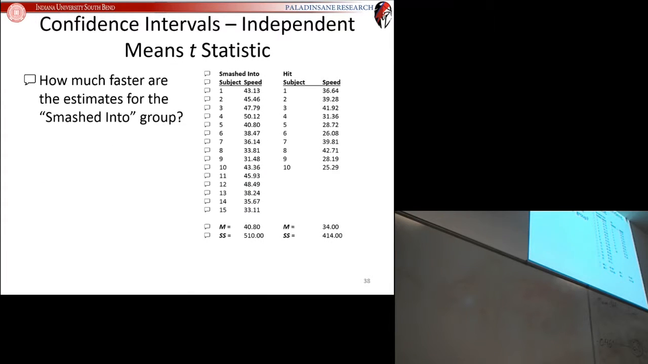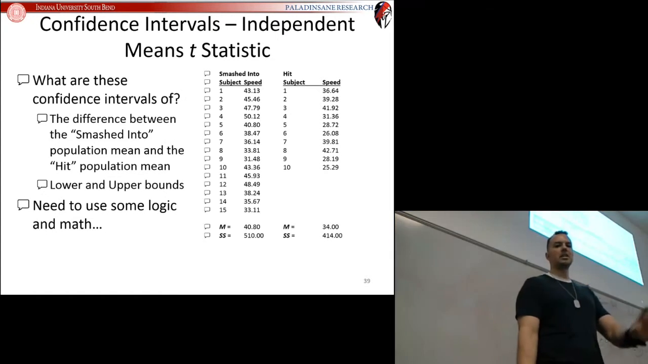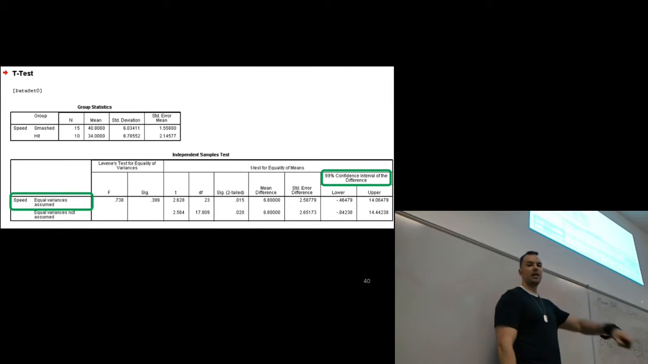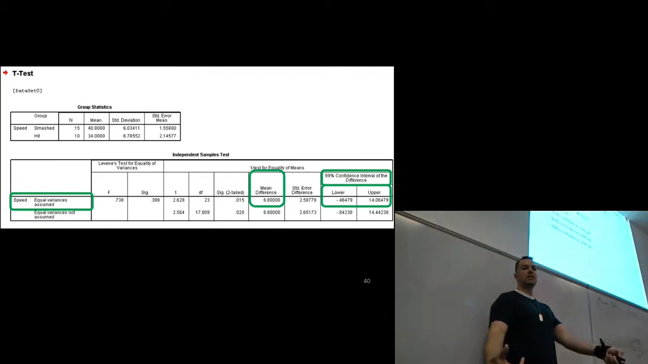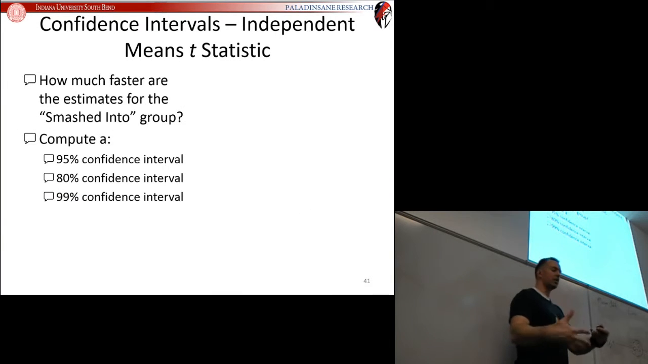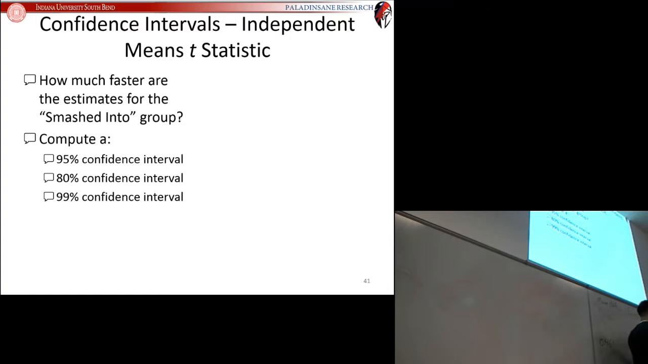All right, so that's the 99% confidence interval. And again, you can see that SPSS calculates it for you, and we just need to make sure that we put it in that format right there. All right, so how much faster were the estimates for the smashed into group? Okay, so we've already used our logic and our math. I jumped my slides a little bit. So we've already done these calculations to get your 99% confidence interval. Same calculation, same logic, same steps to get your 95% and 80% confidence intervals.